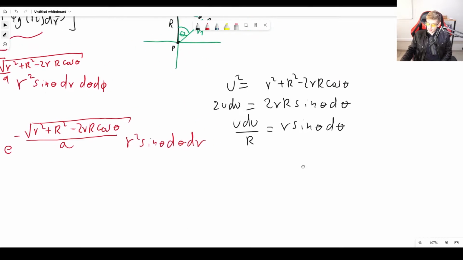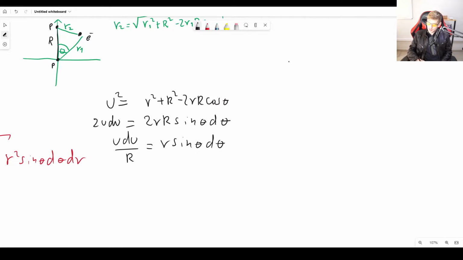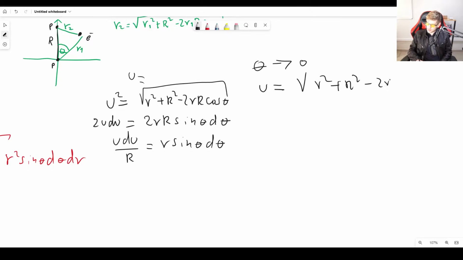Okay, and how do the limits change? Well, theta used to go from 0 to infinity. So if theta is 0, let's now plug it in here. Well, you have to consider with a square root, right? So u is the square root of this thing, right? So if theta is 0, then u is going to be the square root of r squared plus big R squared minus 2rR, because the cosine of 0 is 1.